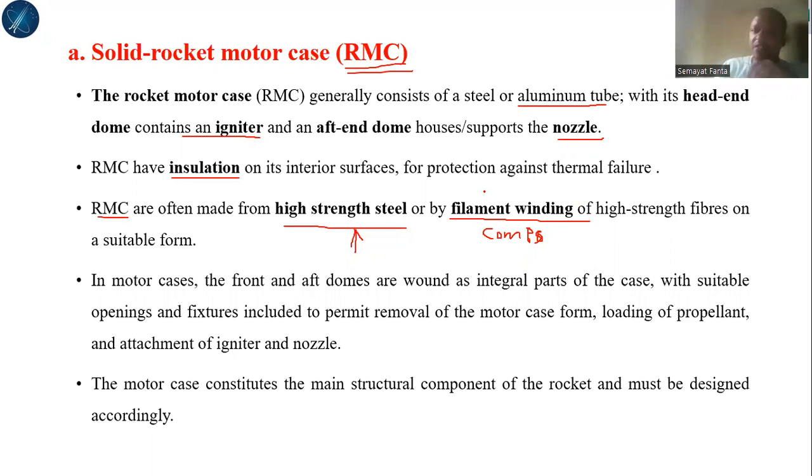One of the best methods is using filament winding for the casings, with a 45-degree angle filament winding, which gives better casing material. In recent technology, because of their light weight, composites are intended for lightweight structural applications with improved performance. So these are materials for high strength applications. So that is the motor case. We have to select proper material for the motor case. In the motor case, the front and aft bosses are wound onto the internal parts of the case. Suitable openings and fissures are introduced to permit removal of the motor case.